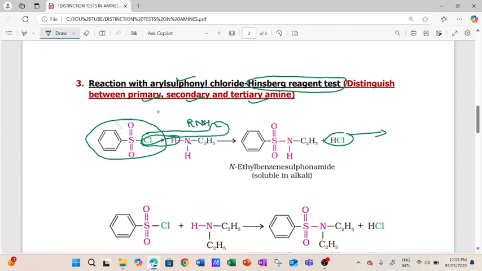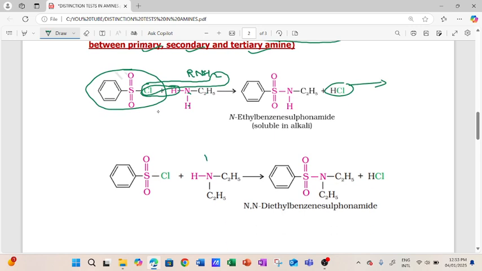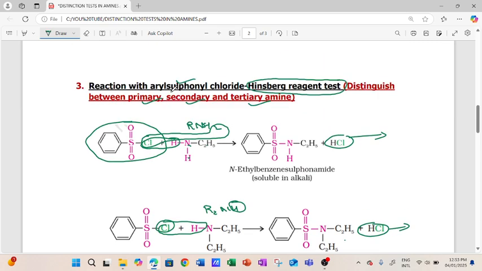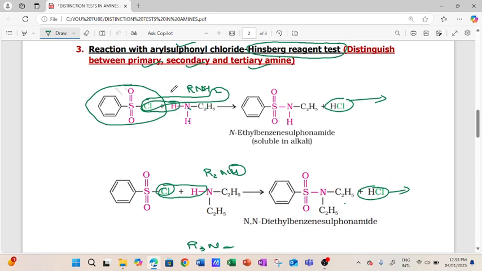Similarly, if it is a secondary amine, R2NH, then also there is a hydrogen. That hydrogen will go with this chlorine. In this example, the chlorine and hydrogen leave, and the two reactants connect like this. Here also HCl is eliminated. But if it is tertiary, R3N is the general formula, there is no hydrogen, so elimination of HCl is not possible. So tertiary amines do not react with benzene sulfonyl chloride. It means when you use this reaction, we can understand the presence of primary, secondary and tertiary amines.